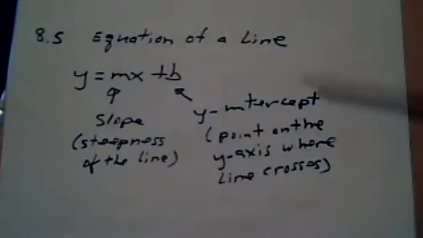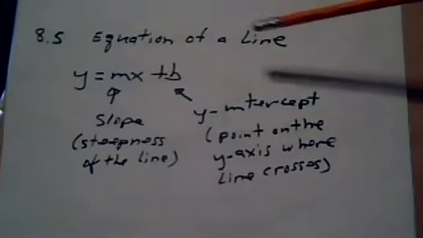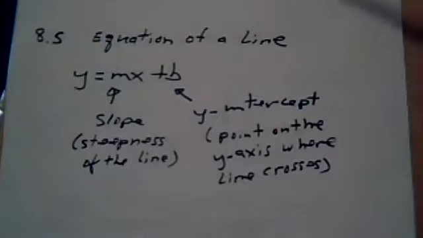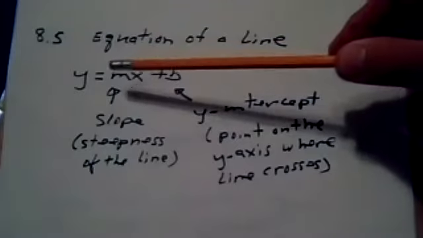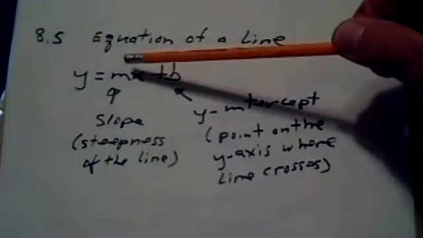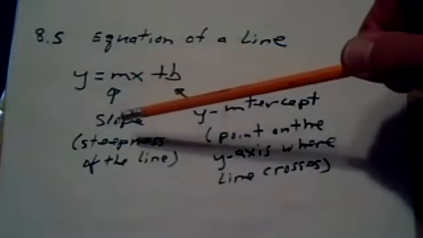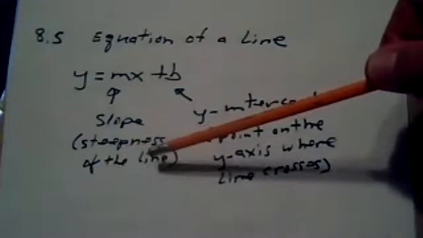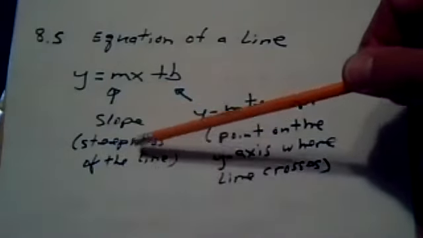Now we're going to go ahead and work with the line. There's many other graphs, so we start off with a line. The equation of a line, one of the most popular ones because it's the simplest, is y equals mx plus b. The m represents the slope, which is the steepness of the line. That's what it measures, steepness of the line.